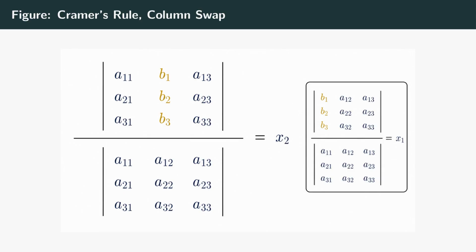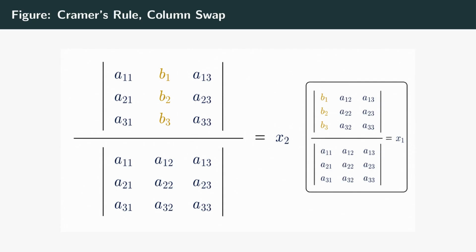Here is Cramer's rule as a single image. Picture a fraction. On the bottom sits the determinant of the original coefficient matrix A, drawn with vertical bars on each side. On the top sits almost the same matrix, but with one change. We have lifted out its second column and dropped the right-hand side vector b into that empty slot, shown in gold. Take the determinant of that modified matrix, divide by the determinant of the original, and the result is the second unknown, x sub 2.